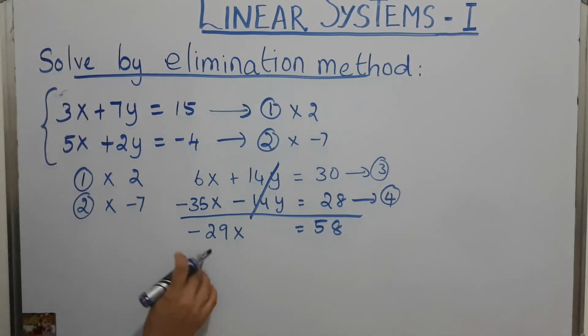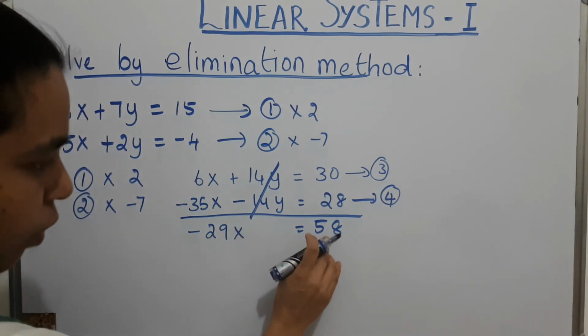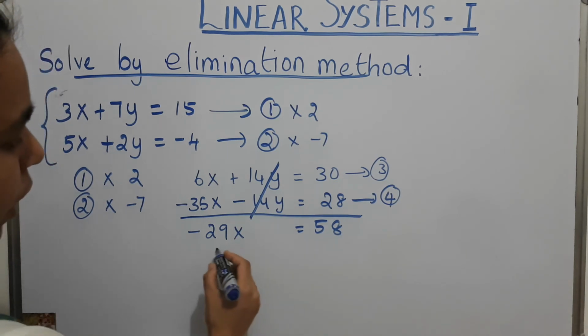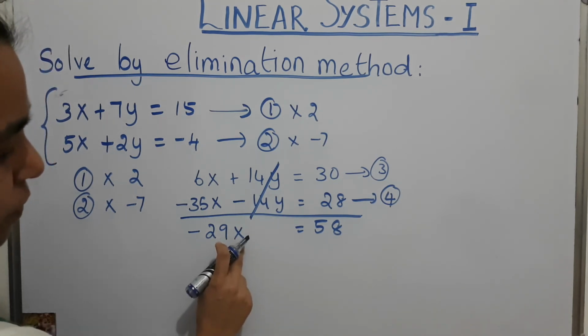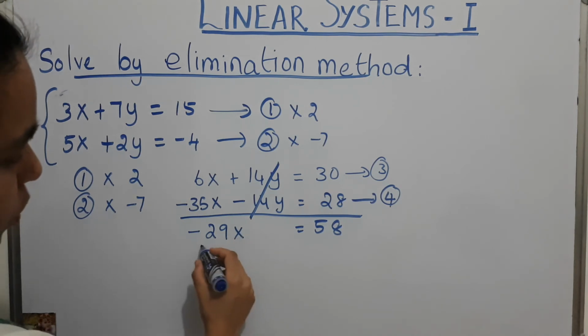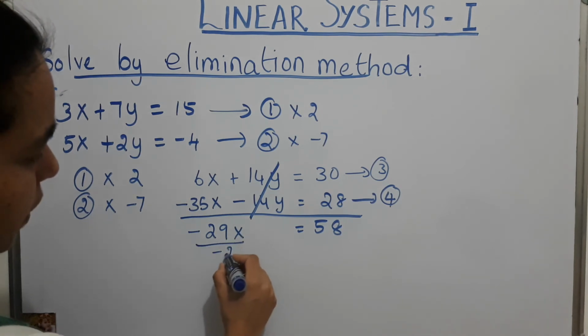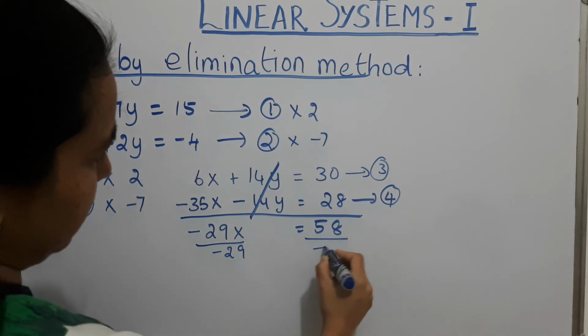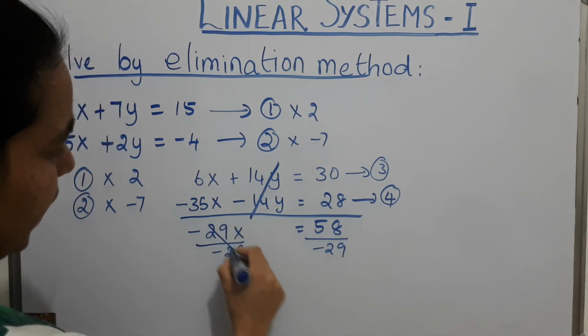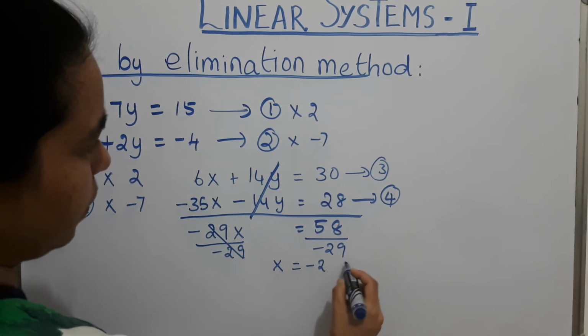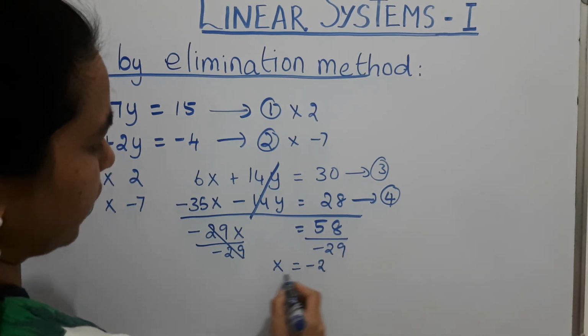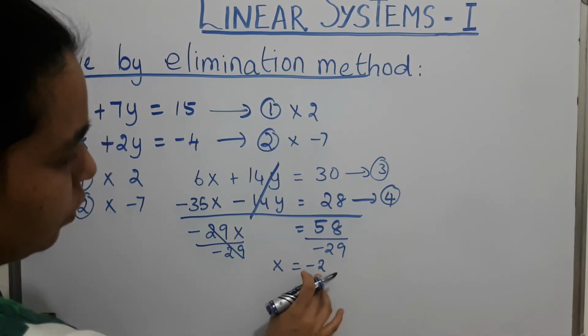Okay, now you have the equation minus 29x is equal to 58. Now you have to divide both sides by negative 29, because you must find the value of x. So divide both sides by negative 29. And so this will be cancelled and the x value is equal to negative 2. Okay. So now you found the value of x in here. x is equal to negative 2.